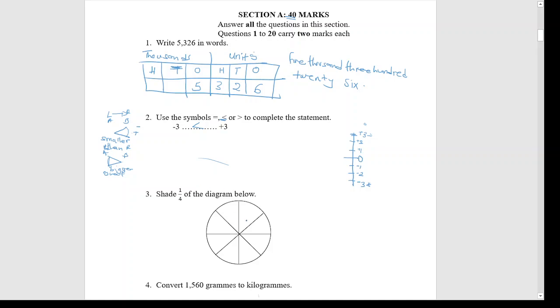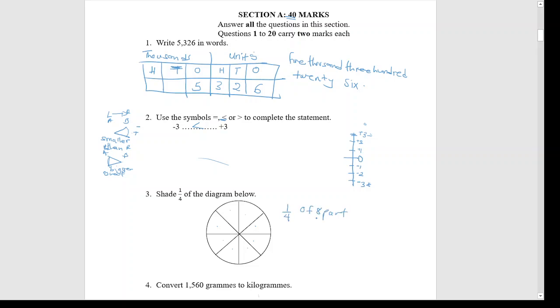Then our diagram was divided into parts. So we have to know the parts. We have part 1, part 2, part 3, part 4, part 5, part 6, part 7, part 8. Now it was divided into 8 parts. So we need to know what is a quarter of 8 parts, then we shade those ones there. So we are now going to express and say we need a quarter of the 8 what?